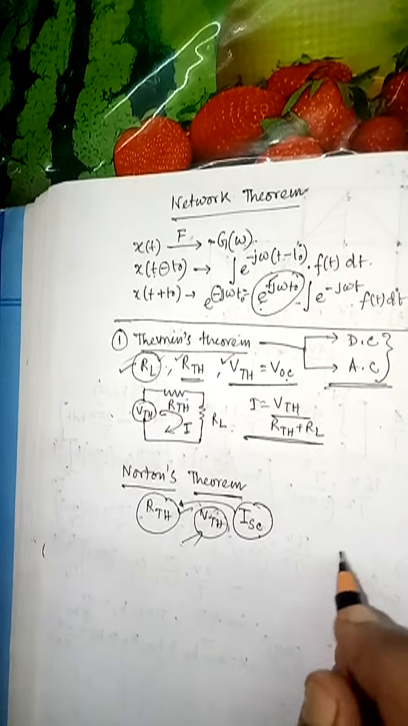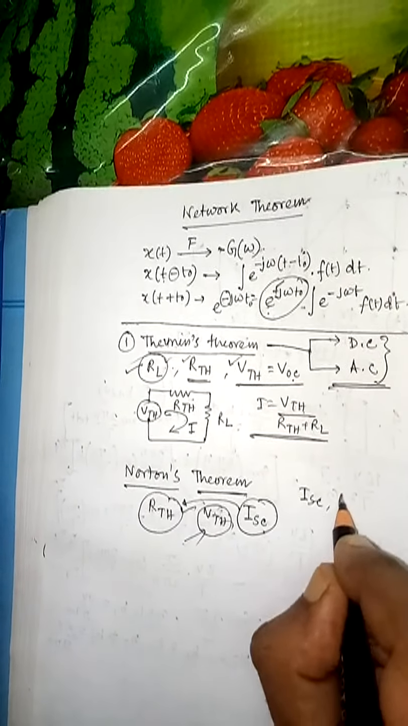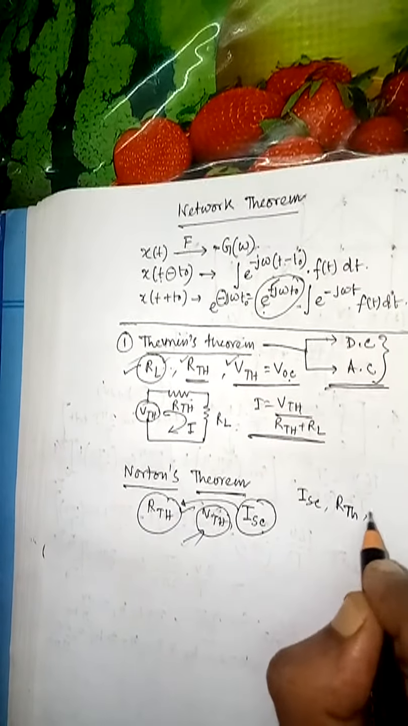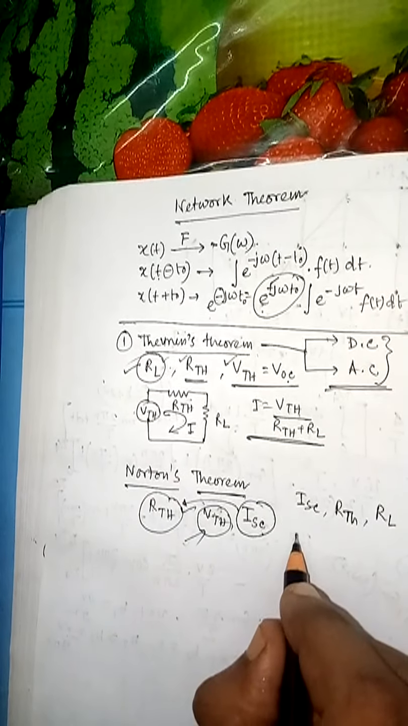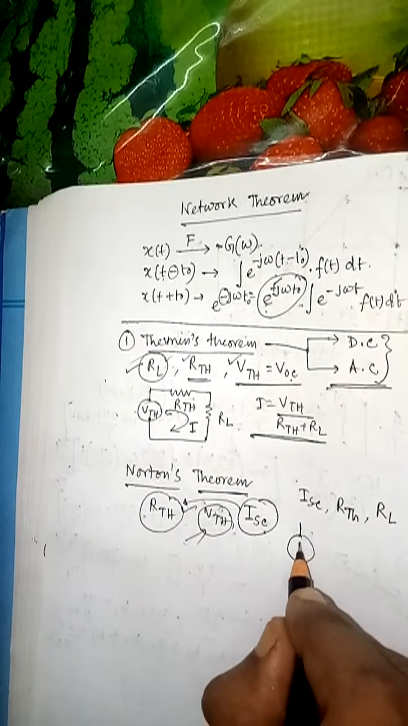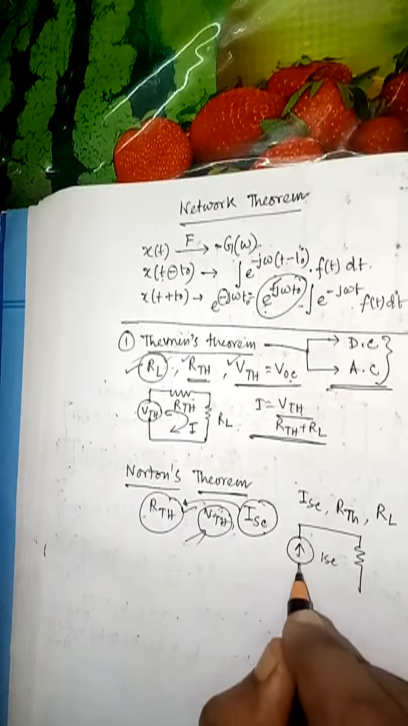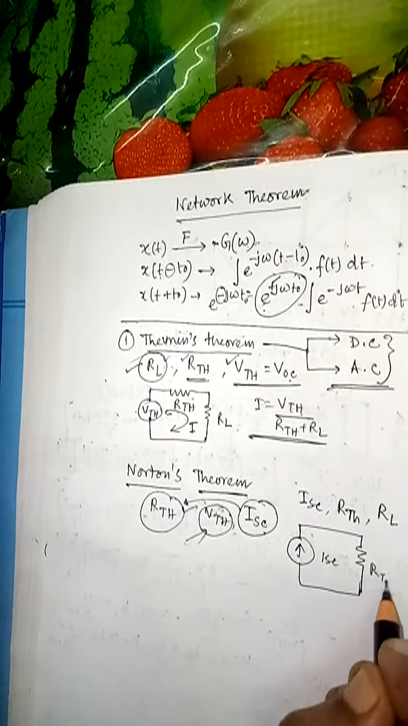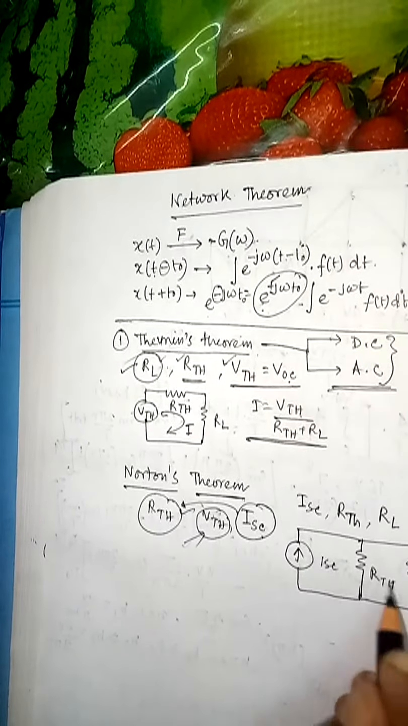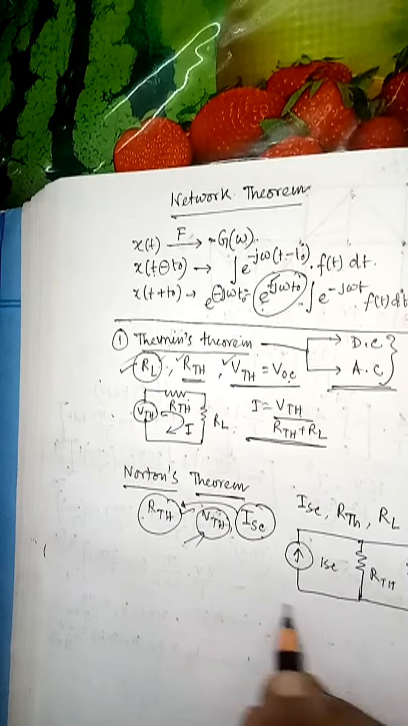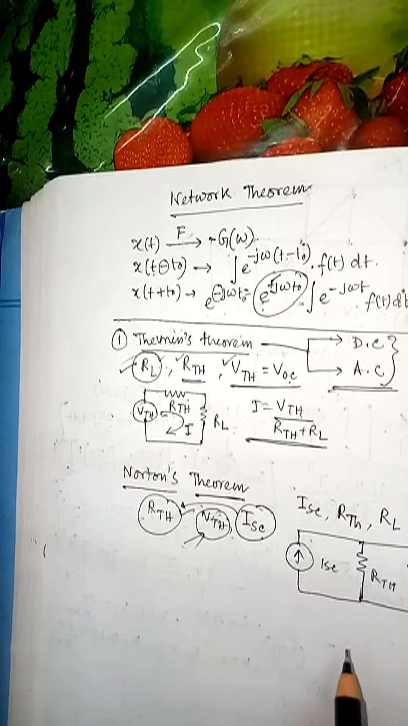So ISC will be found, the RTH is known to you, and RL is where you have to find out the current. So the equivalent circuit looks like this. Here it is the ISC, here it is the RTH, here it is the RL. The circuit looks like this, okay? And finally you will be able to apply Norton's theorem on the basis of this concept.